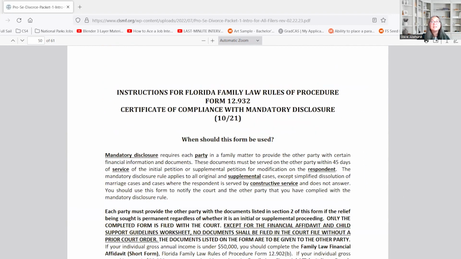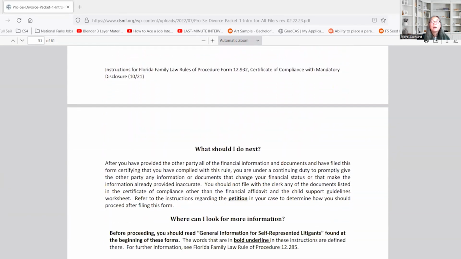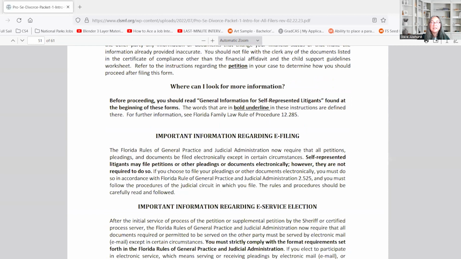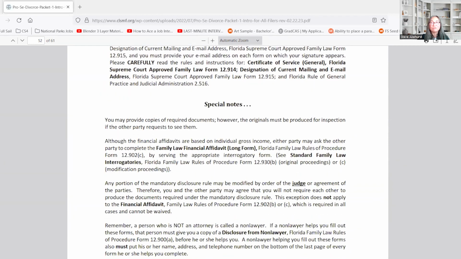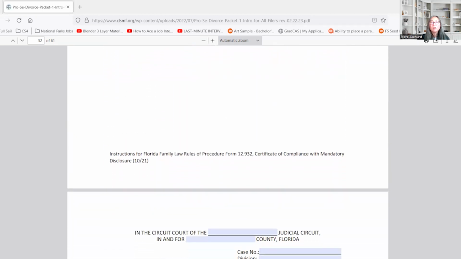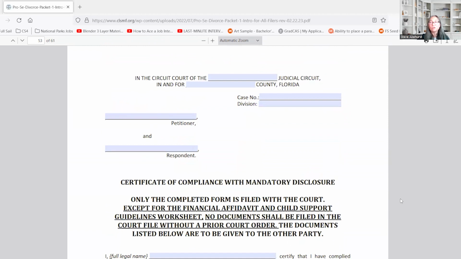Next form. This next form is the certificate of compliance with mandatory disclosure. This form is just letting the court know, hey, I'm going to be responsible, and send them all the forms that I'm required to do by law. And this is just regarding your financial situation. Remember I said that the financial affidavit is one of the more important forms? This is also important because you're saying, I'm required to release all these forms, and I know I'm required to release all these forms, so I'm sending you this form.